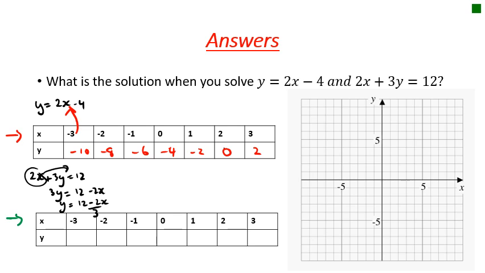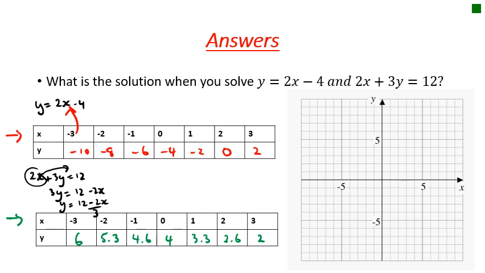Negative 3 times negative 2 is actually 6. 12 plus 6 is 18. Divided by 3 gives me 6. Negative 2 times negative 2 is 4. So 16 divided by 3, 5.3. Negative 1 times negative 2 is 2. Plus 12 is 14. Divided by 3 is 4.6. Then I'm going to end up with 4. And it looks like we're going down by 0.666 each time. Okay, so the next one should be 3.3. Then we've got 8 divided by 3, which is 2.6. And 6 divided by 3, which is 2.